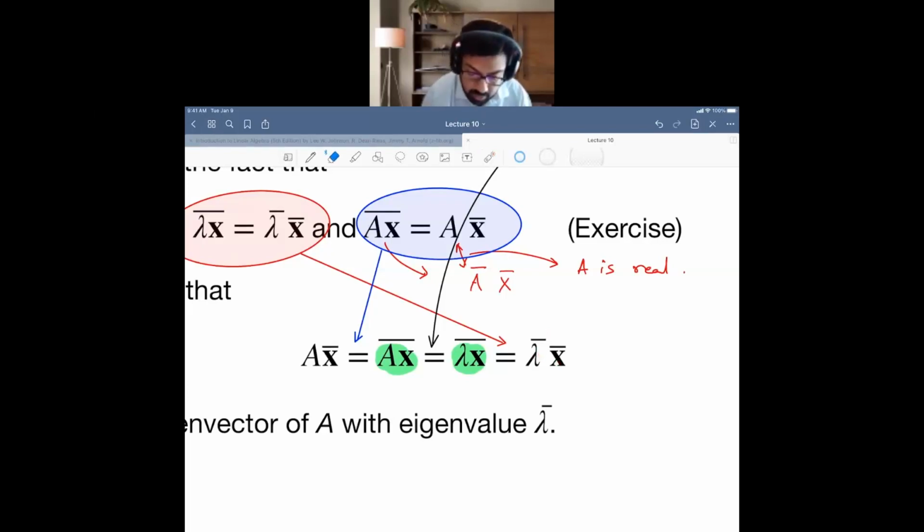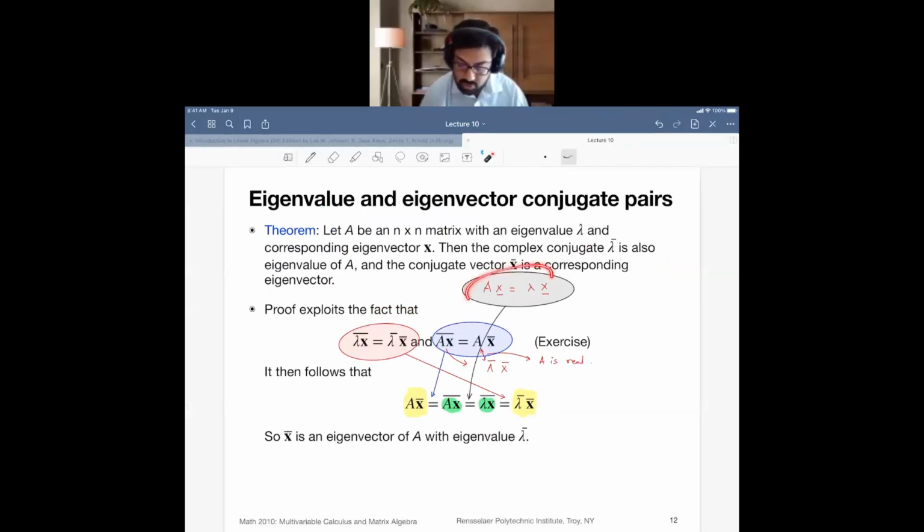Now if you take a look at this and this, and compare those two, you see A x equals lambda x. In this case, x is x conjugate, lambda is lambda conjugate. So lambda conjugate is an eigenvalue of A whose corresponding eigenvector is simply x conjugate. So if this is true, then this is also true. So x conjugate is an eigenvector of A with eigenvalue lambda conjugate. I hope that was helpful.